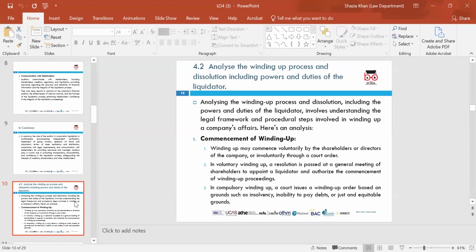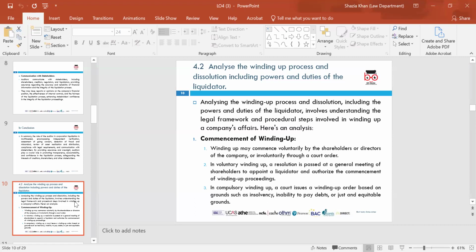So here's an analysis. Commencement of winding up. Winding up may commence voluntarily by the shareholders or the directors, or involuntarily, as I've just mentioned, by a court order. In voluntary winding up, a resolution is passed at a general meeting of shareholders to appoint a liquidator and authorize the commencement of winding up proceedings.